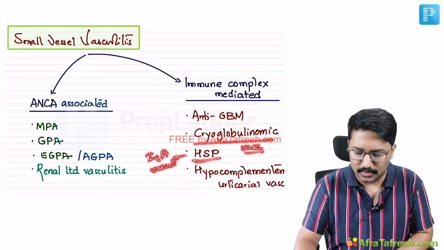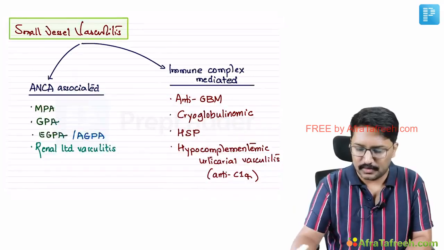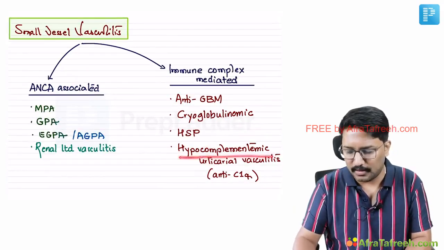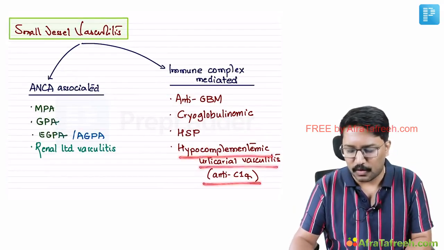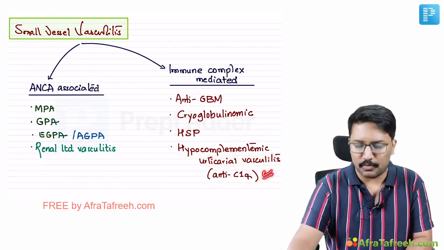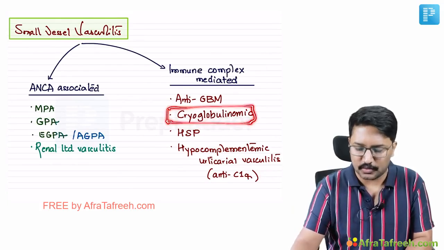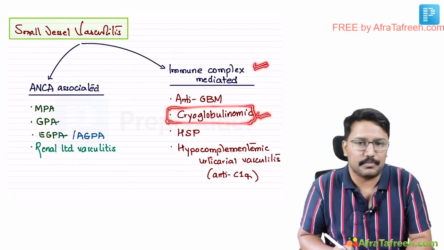So we no longer follow HSP as the eponym, we call it IgA vasculitis. Then we have hypocomplementemic urticarial vasculitis, which we also call anti-C1q disease. These are the examples for immune complex mediated. Today, mainly we will be discussing cryoglobulinic vasculitis from this side of the table.